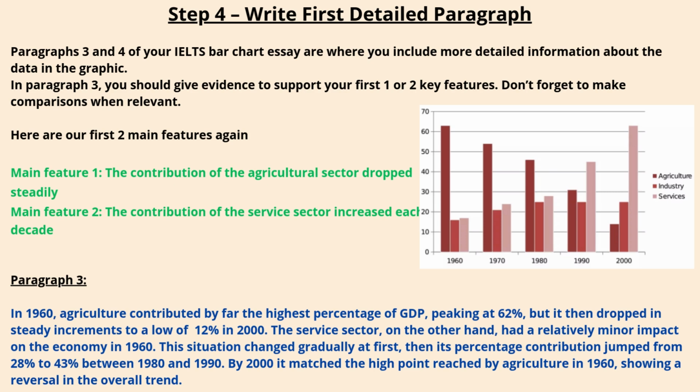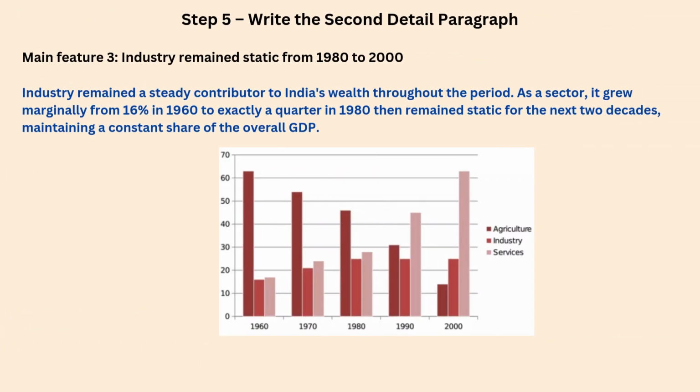This paragraph builds on the general patterns from the overview, providing specific details that support your analysis and offering a clear comparison of how the agricultural and service sectors evolved over time. Step 5 is where you continue to support your analysis with more detailed information, this time focusing on the third main feature. In this paragraph, you'll explain how the industrial sector behaved over the same time period, ensuring you include specific figures to highlight the trend.